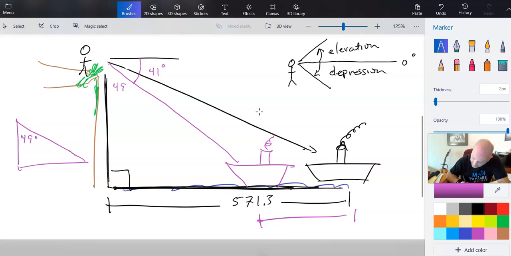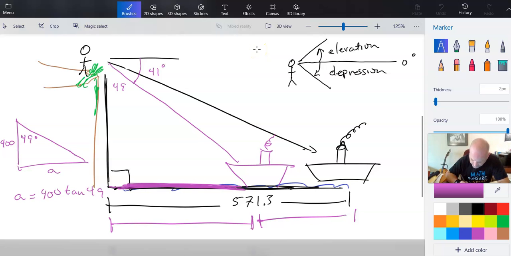I still know this side is 400, and now what I need is how far out the ship is to sea right here, so I can subtract it from the other distance. So that's what I'm going to find out. I'm just going to call this A. And again, A over 400 is tangent 49. So that means A is equal to 400 tangent 49. So really what we're doing is finding this side first and subtracting it from the total to find this. This piece is A.